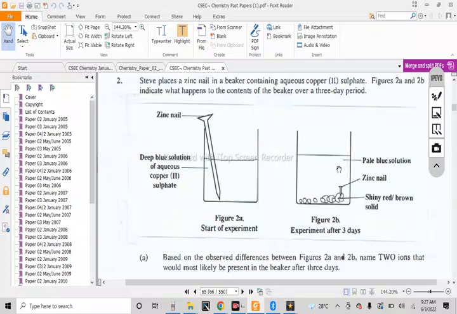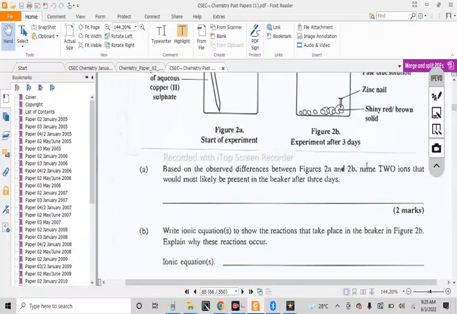Now, after some time, it turned to a pale blue solution and the zinc nail shrank in size. Are we seeing that? And a shiny red/brown solid is produced, and a pale blue solution is formed. So you have to say it is deep blue, very blue, and then the blue color fades to a pale blue.